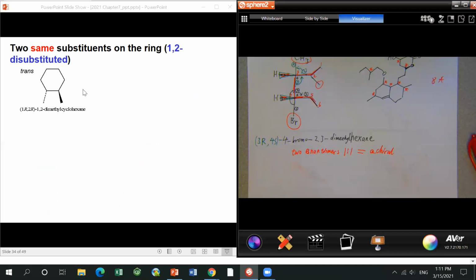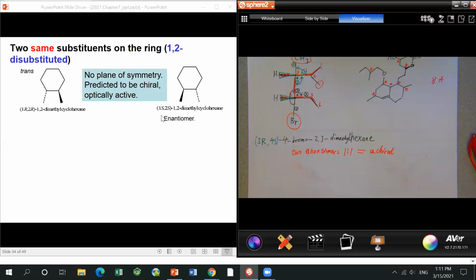So this molecule looks like it should be chiral, and it should have its own enantiomer. So the answer is yes. The enantiomers are 1S,2S and 1R,2R. They are mirror images and non-superimposable, so no matter how you flip it or rotate it, it won't be superimposable.